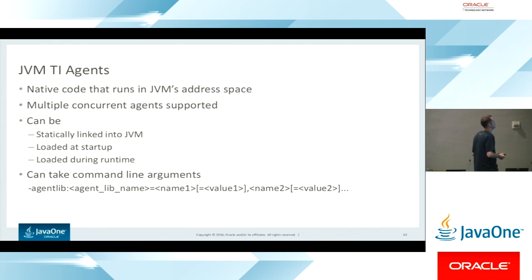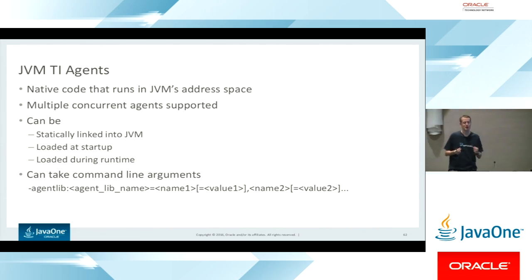So for JVMTI, we write what are known as agents. And an agent is native code that runs within the address space of the JVM itself. So just like regular JNI code, you have to know what you're doing. If you make a mistake, you will very quickly bring down the entire JVM. What's interesting is that you can have multiple agents loaded and running all at the same time, and at least as much as possible, they can be separated and not step on each other's toes to a large extent.